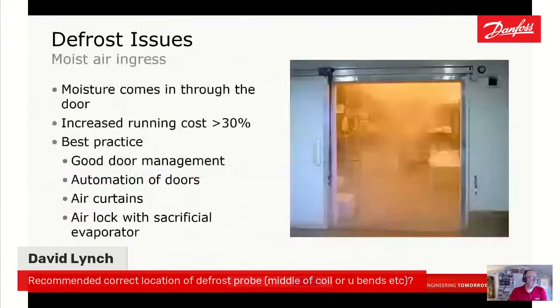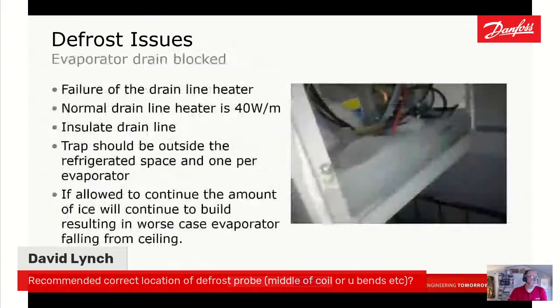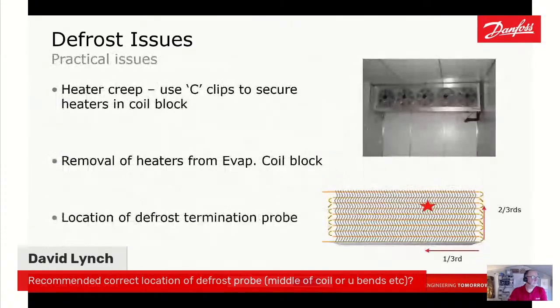I think I've gone a bit too quick now. So there you go. That is the official location, if you talk to an evaporator manufacturer, of the best place for the defrost termination probe. So it's 2/3 up the coil and 1/3 in the coil block. Again, $1 million question, because you can always guarantee where you put your termination probe is not where the ice builds up. But that is the official answer from the evaporator manufacturers.